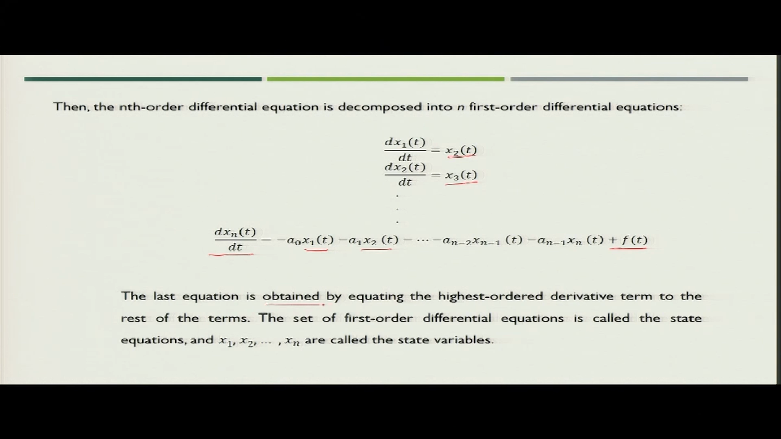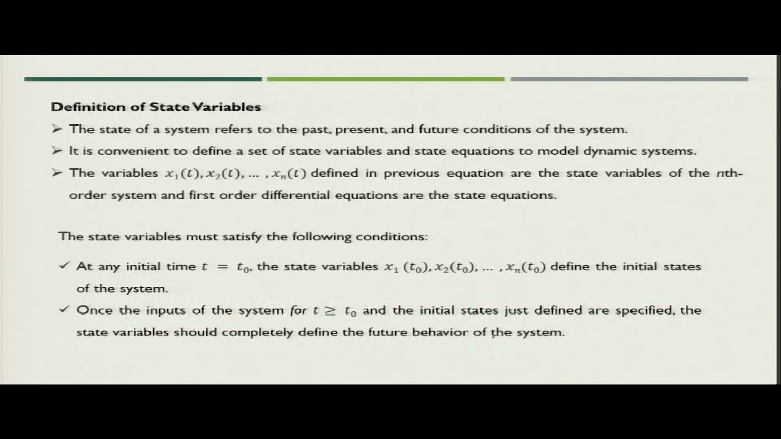So, the last equation which we obtain is received by equating the highest order derivative term to the rest of the terms. The set of first order equations which we get, in which the variables we have defined, x 1, x 2 to x n, we call state variables. Why do we call them state variables? First let us understand what is state. State of a system refers to the past, present and future conditions of the system. Now, it is convenient to define a set of state variables and state equations to model the dynamic system.